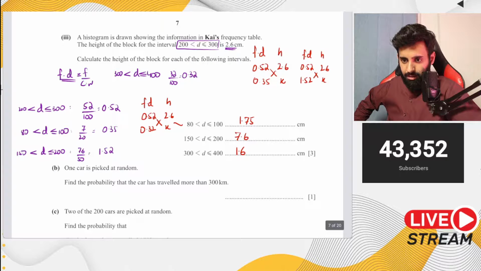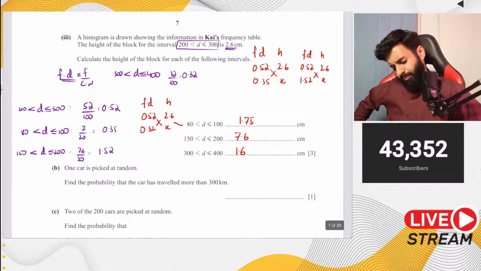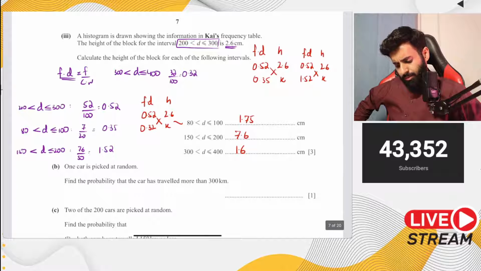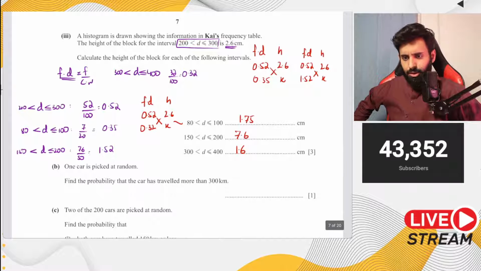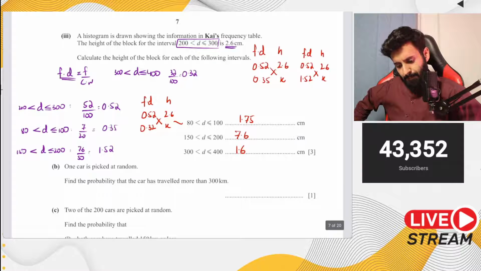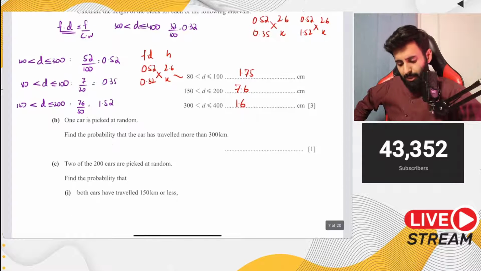Okay, sir, we can also divide by 2. What can we divide by 2? I'm not sure if I understand that. What exactly do you mean we can divide by 2? Anyway.